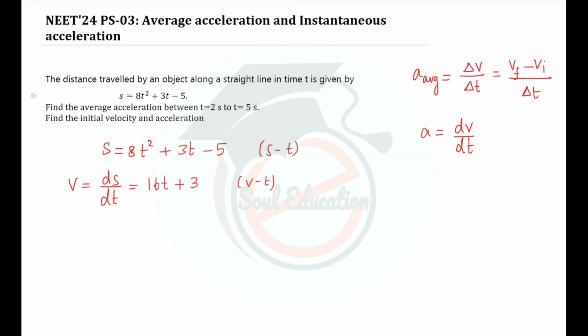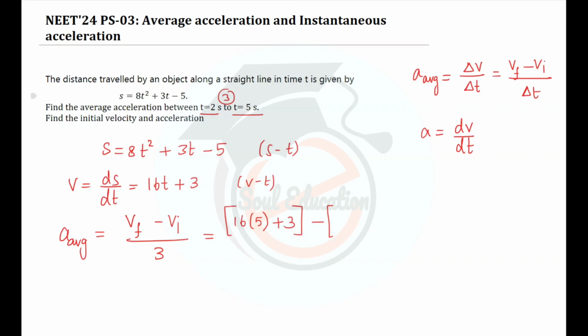Now we need to find the average acceleration, which is equal to final velocity minus initial velocity upon total time. The total time, from t is equal to 2 seconds to t is equal to 5 seconds, is 3 seconds. So average acceleration is equal to final velocity minus initial velocity upon 3 seconds. What is my final velocity? Final velocity at t is equal to 5 seconds: 16 into 5 plus 3, minus the initial velocity, which is the velocity at t is equal to 2 seconds: 16 into 2 plus 3, whole divided by the total time taken, 3.